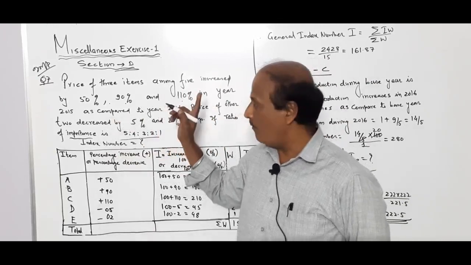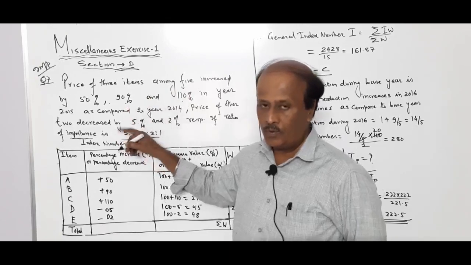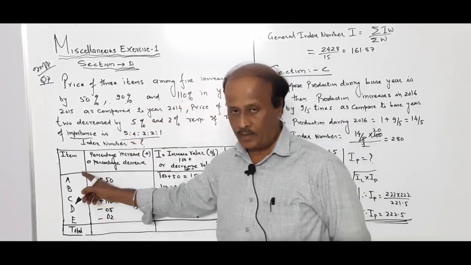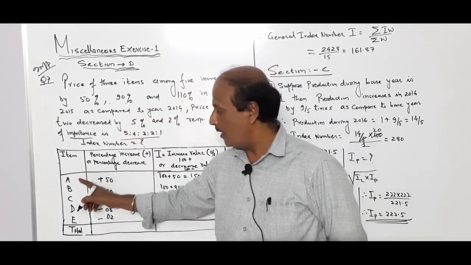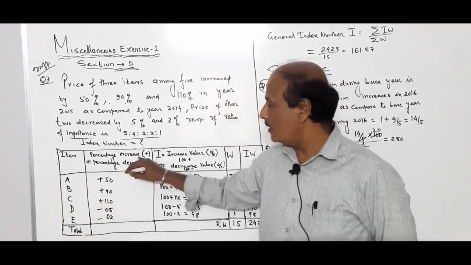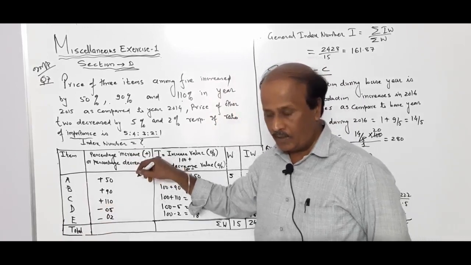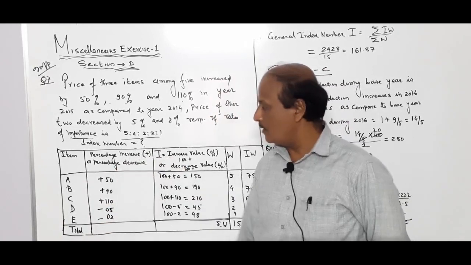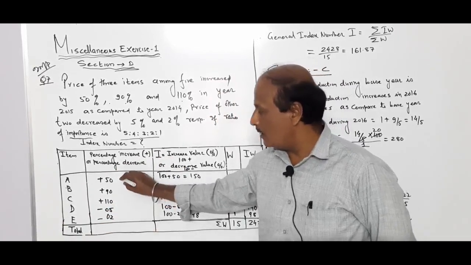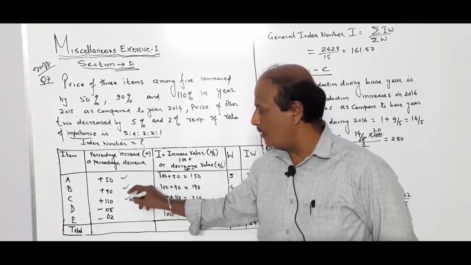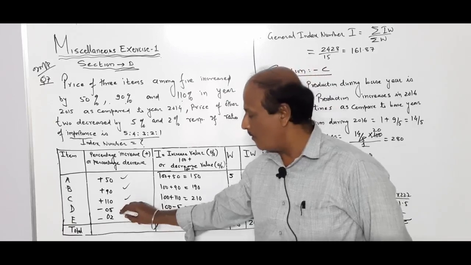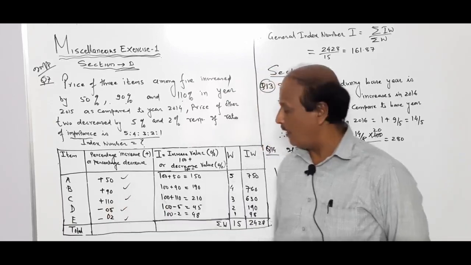There are 5 items. 3 items whose prices are going to increase. So we'll name these items A, B, C, D, E, and then the percentage increase we'll write with a plus sign, and percentage decrease we are going to write with a minus sign. Percentage increase in the first, second, third item is 50, 90, 110. Percentage decrease is 5 and 2 in the D and E items.